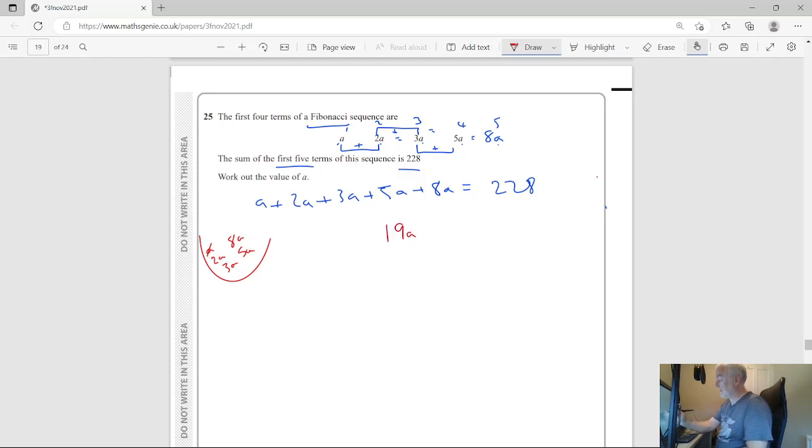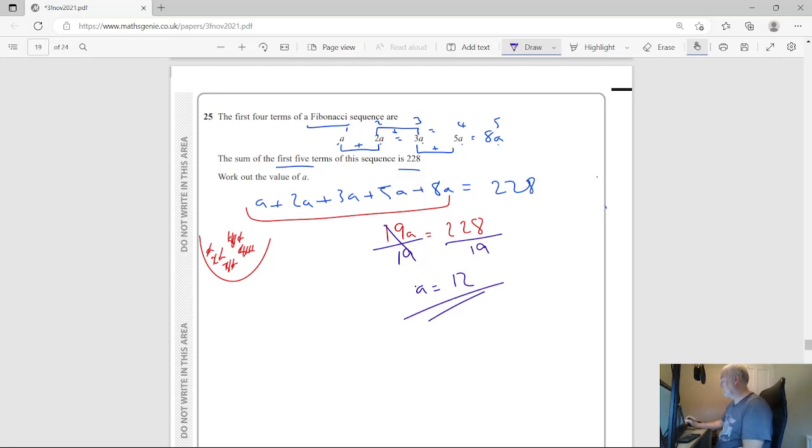So let's check that again. 1, 2, 3, 4, 5, 6, 7, 8, 9, 10, 11, 19. 19A, and that's going to give me 228. So I've simplified the whole of that first piece of Fibonacci into one term. And I'm just going to divide now down by the coefficient. Divide the 19 through. So A equals 228 divided by 19. So A equals 12.